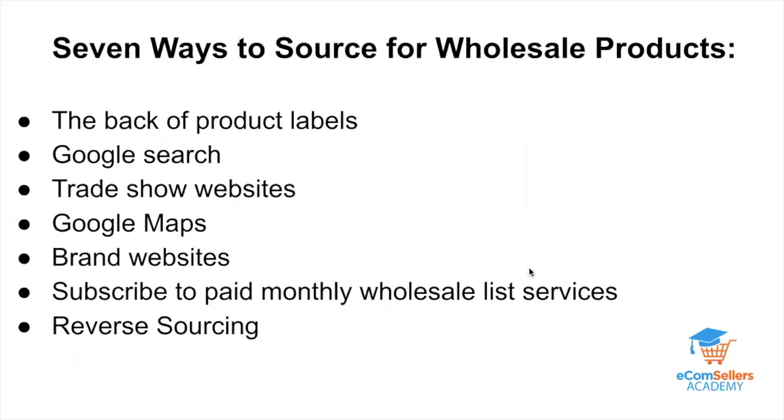So now we have here 7 ways to source for wholesale products. And I'll just do a snippet of each one of them. But we talked about 7 ways that we can source for wholesale products. And the first one, of course, is pretty simple. Is the back of the product labels.